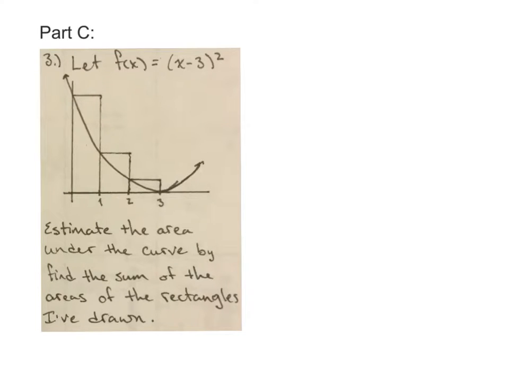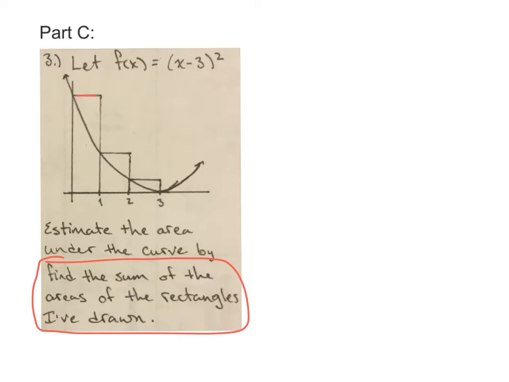We talked about a problem like this on the very first day of this chapter, but here I've graphed f of x equals (x minus 3) squared, and I want you to estimate the area under the curve by just finding the sum of the areas of the rectangles I've drawn. So don't worry really about the first part of the problem. All we have to do is really this: find the sum of the areas.